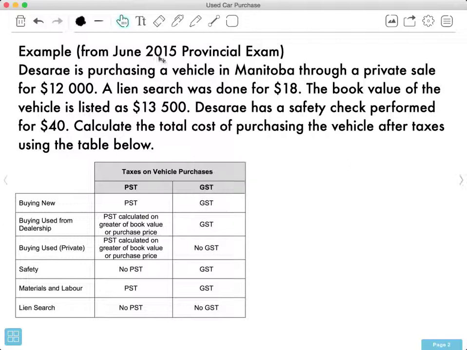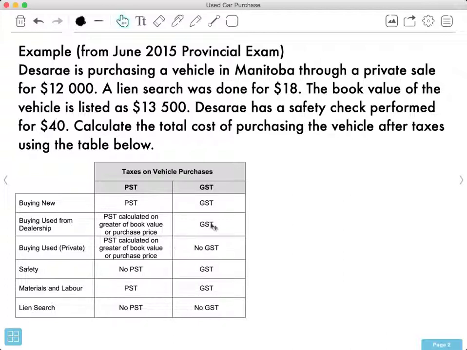We actually took this question. This was not written by us. This came from the June 2015 provincial exam. And the reason we wanted to look at this question in a video was this table down here. This table was included on the exam to help students know what taxes are charged for certain purchases. So I'm just going to run through the table really quick and then we'll do the example.